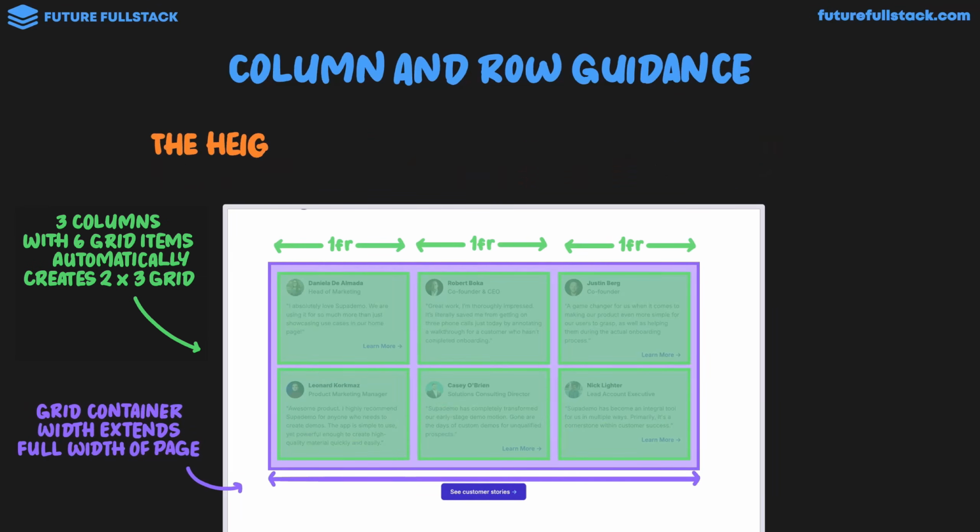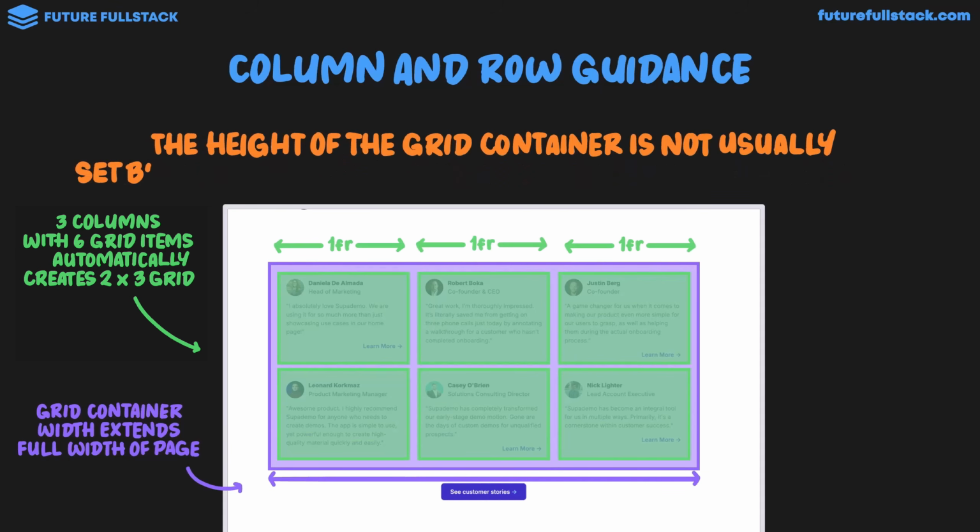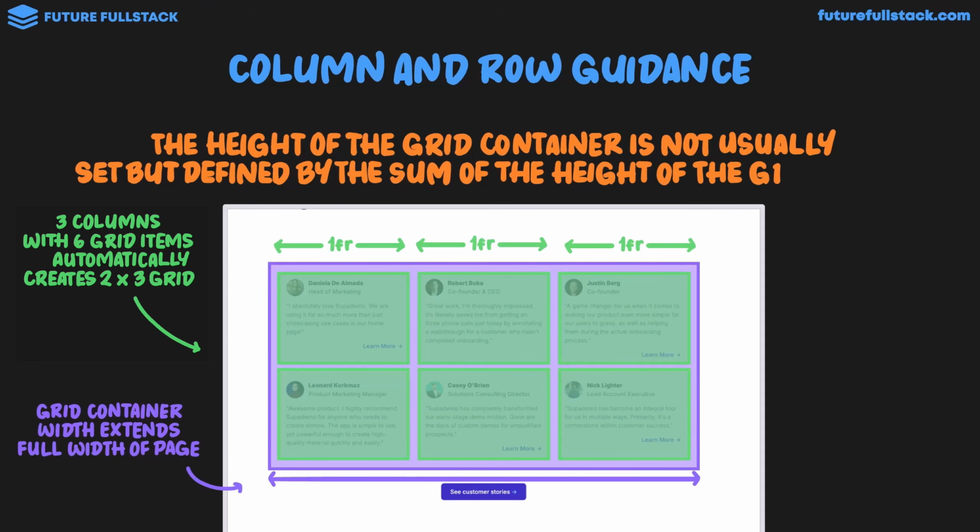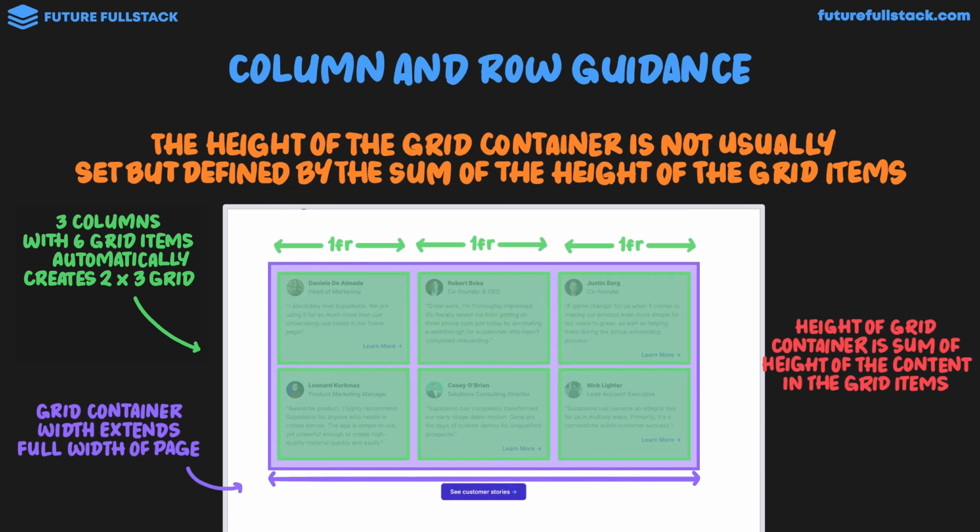And finally, the height of the grid container is not usually set, but defined by the sum of the height of the grid items. It's very common when defining page sections or components not to actually set the height, but let the height be automatically determined by the height of the content. So the height of the grid container is the sum of the height of the content in the grid items. So our grid items contain things like images and text and anchor tags. So the height of each grid item would be the sum of those, and the height of the grid container would be the sum of the grid items.